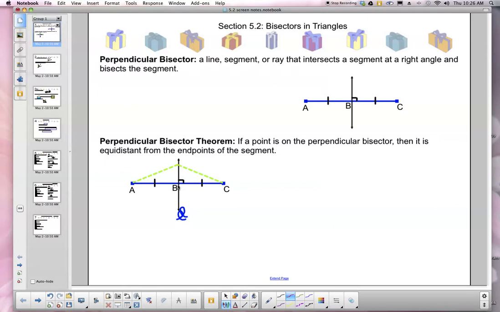Now we know that B would be the midpoint, because if it's on the bisector, that's the very middle point that cuts the segment into two equal pieces. But it's not just B, every point on here is the same distance from A as it is from C. So this green line shows that if I looked at this point in particular, this distance would have to be the same as this distance.